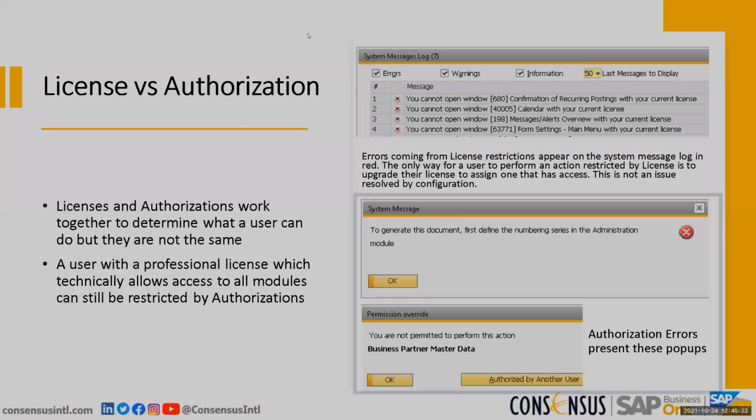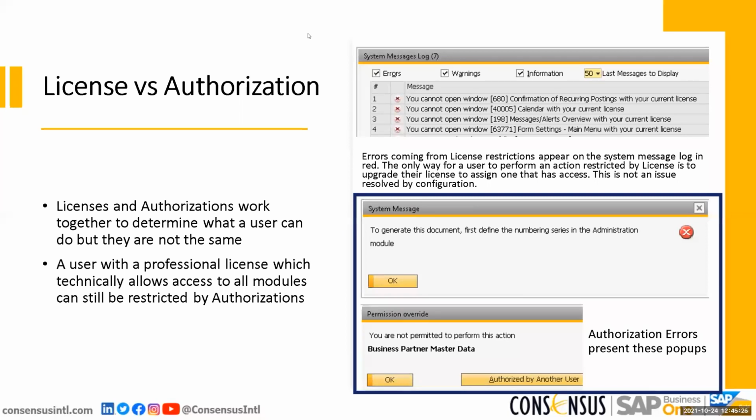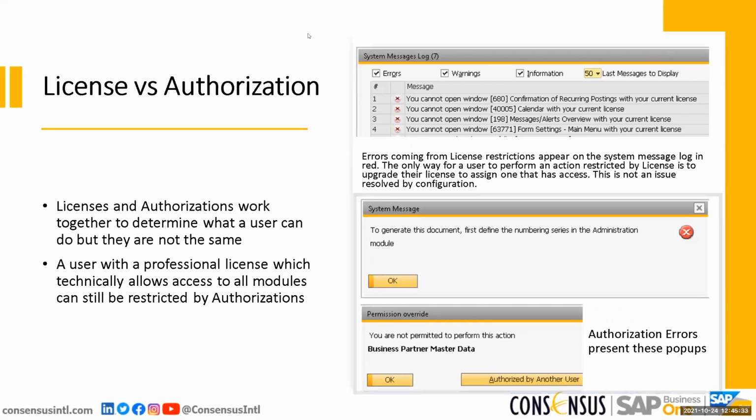The screenshots on the bottom right show you what an authorization issue looks like. And these are just a matter of reconfiguring the user by setting the correct authorization. They typically show up like this. For a marketing document, it'll say first define the numbering series in the administration module. Or for master data or other forms, it'll say permission override. You are not permitted to perform this action, with a particular object name in bold.